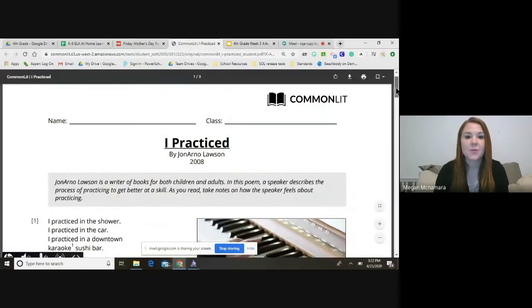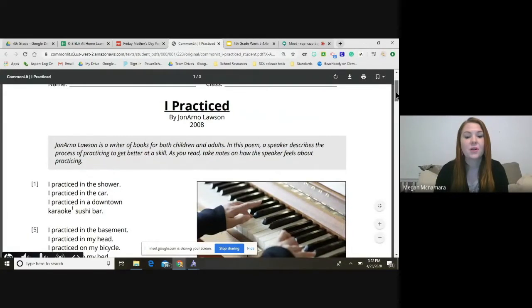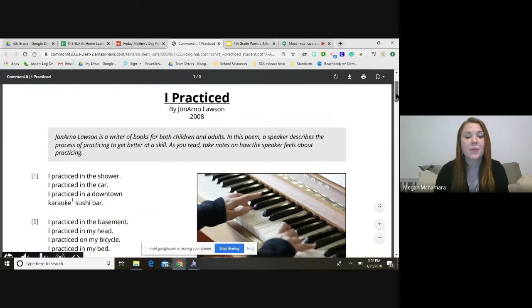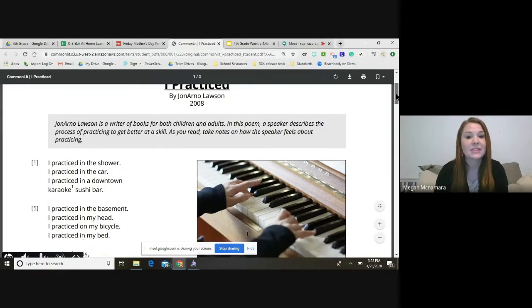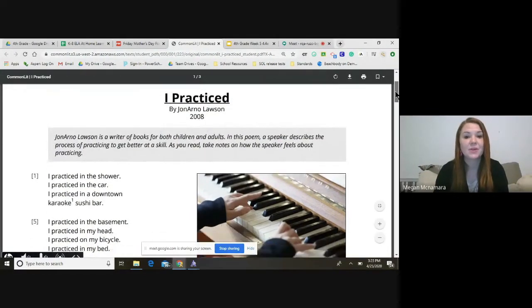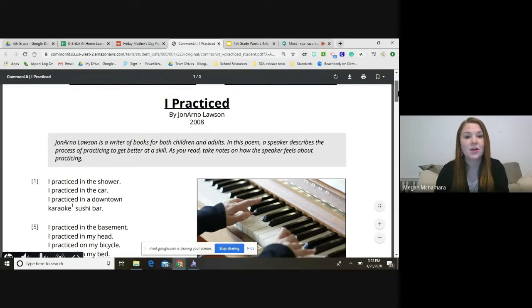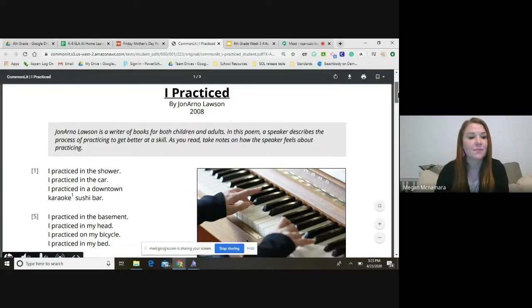Today, the title of our poem is I Practice by John Arno Lawson. And remember, as we read this today, we are looking for hyperbole, which is an exaggerated version of a story or something you're doing. And we are also looking for repetition, something that repeats itself over and over again. So let's read I Practice by John Arno Lawson.